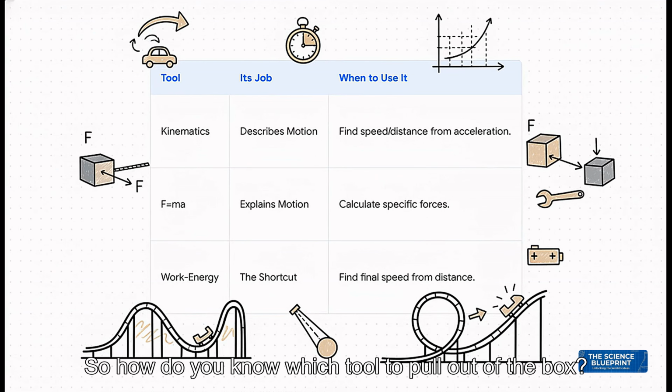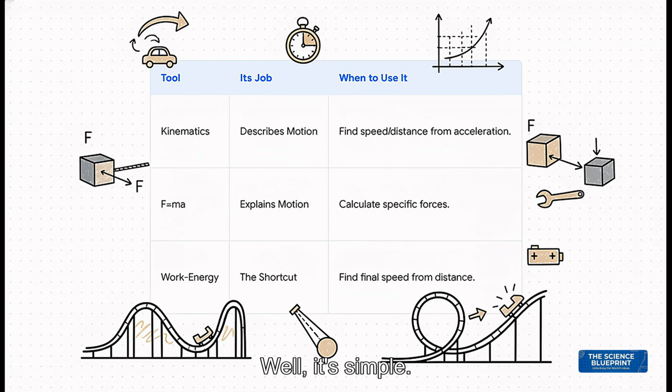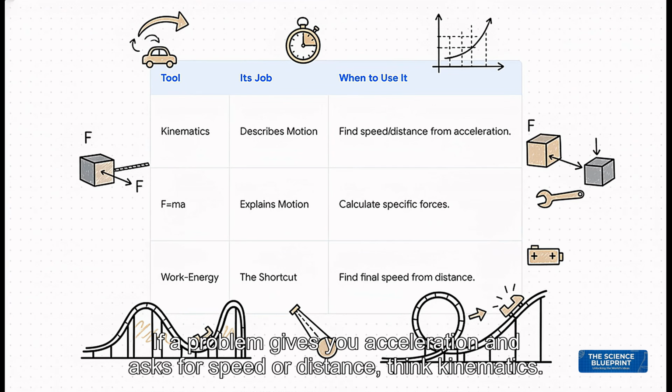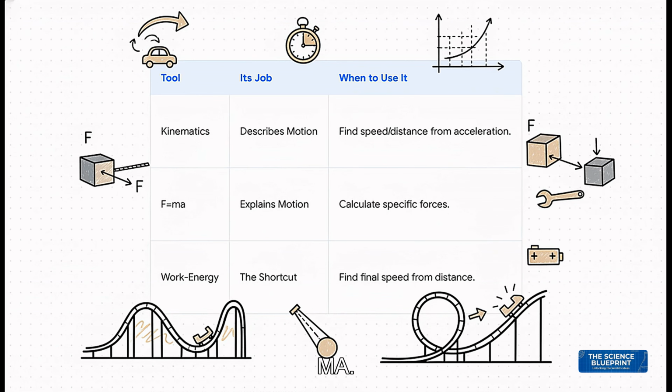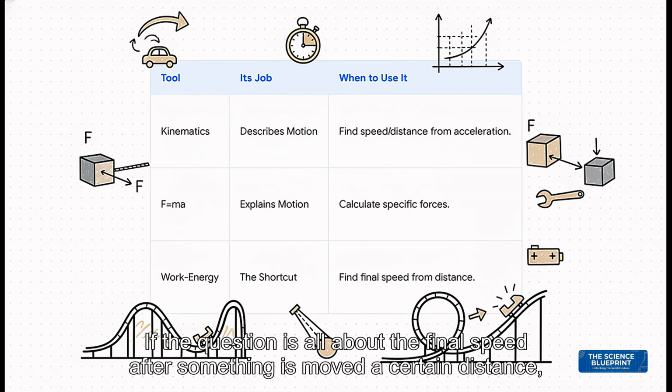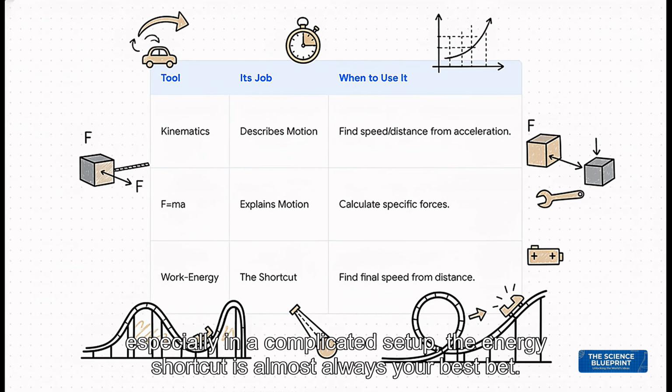So, how do you know which tool to pull out of the box? Well, it's simple. If a problem gives you acceleration and asks for speed or distance, think kinematics. If you need to find the specific force, like how tight a rope is, you've got to use F equals ma. But if the question is all about the final speed after something is moved a certain distance, especially in a complicated setup, the energy shortcut is almost always your best.